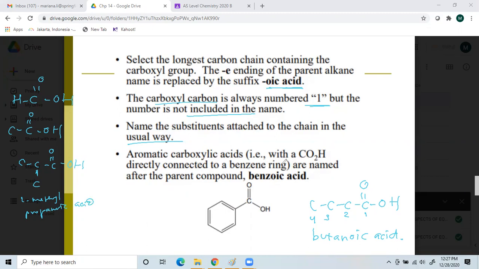For aromatic carboxylic acids, with the COOH directly attached to the benzene ring, they are named benzoic acid. Okay, just memorize this. So this is benzoic acid, from benzene into benzoic acid.